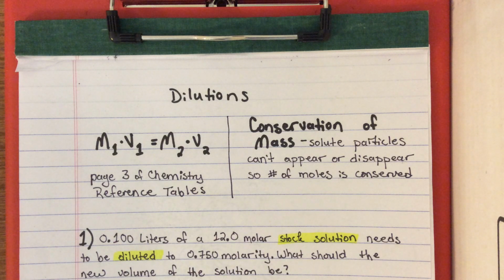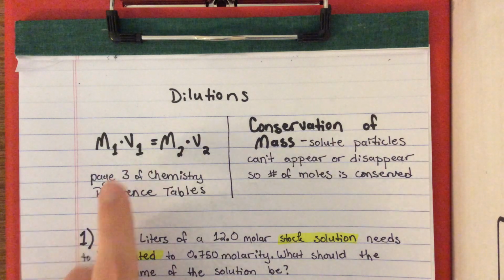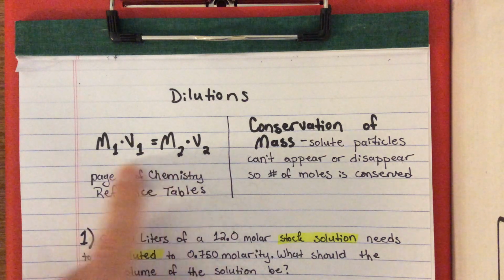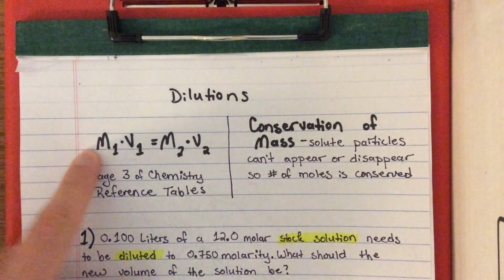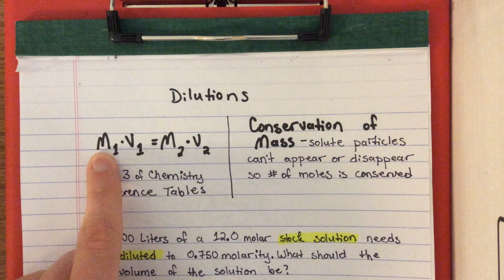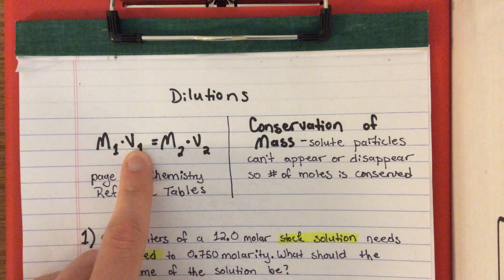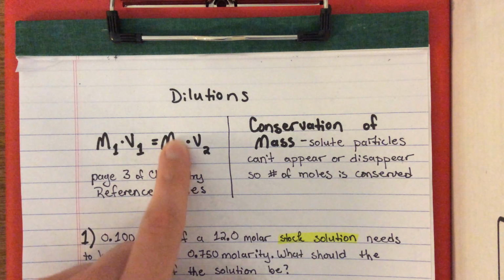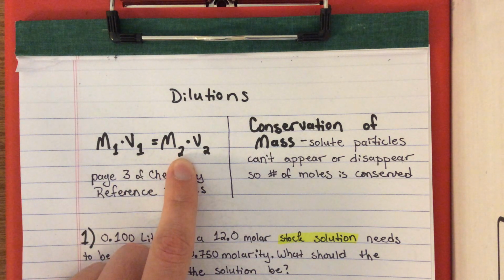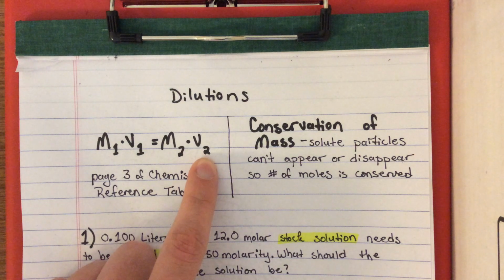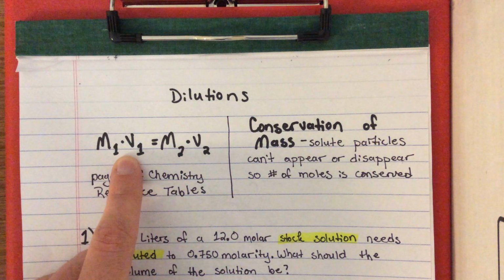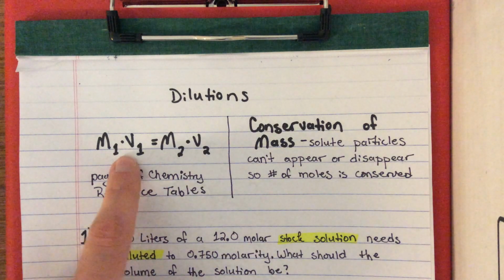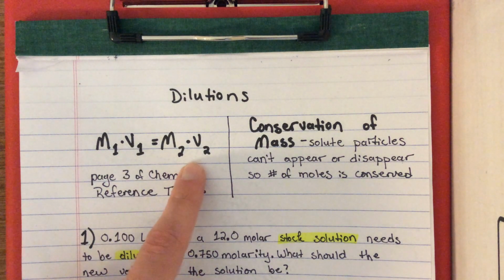So the equation that's given on page 3 of the chemistry reference tables, M1 times V1 is equal to M2 times V2, has the molarity of the original solution and the volume of the original solution being set equal to the molarity of the new solution times the volume of the new solution. So these little subscripts 1 and 2 are just referring to moments in time. So the initial conditions and the final conditions.